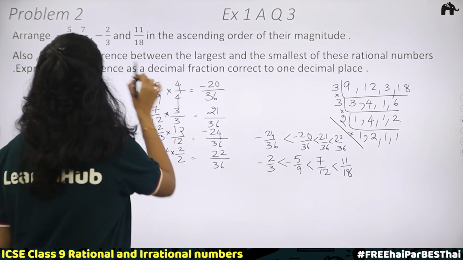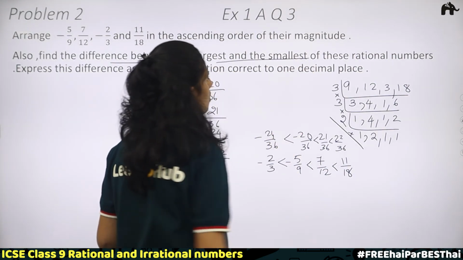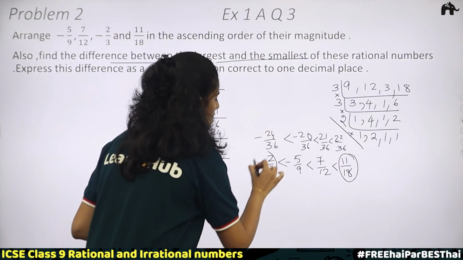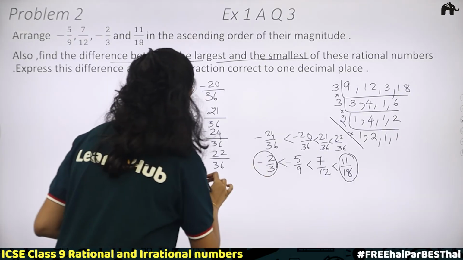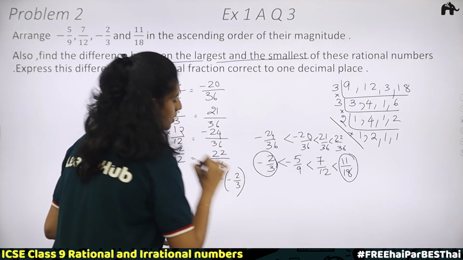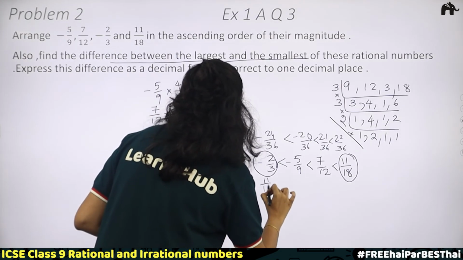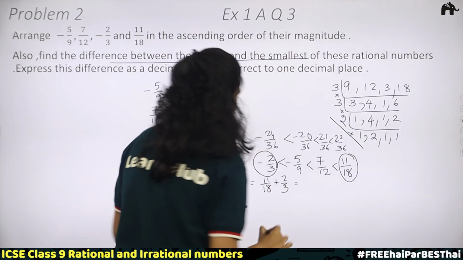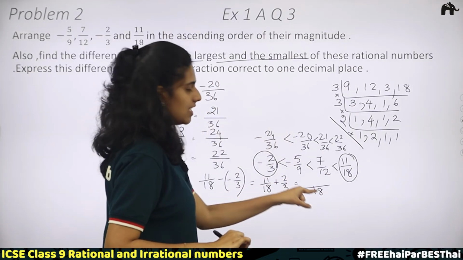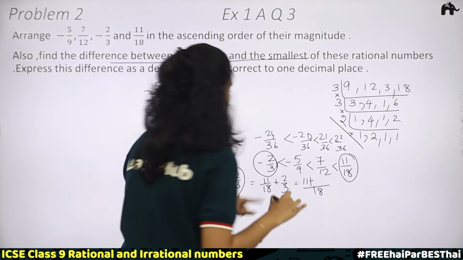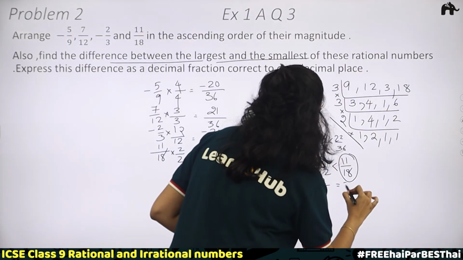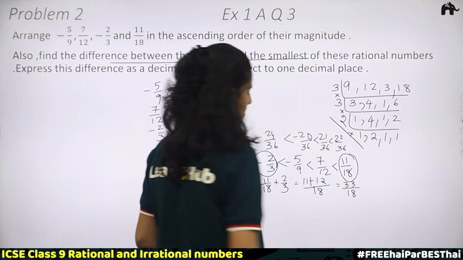Next, we are asked to find the difference between the largest and the smallest of these rational numbers. Largest is 11 by 18 and smallest is minus 2 by 3. So largest 11 by 18 minus 2 by 3. Negative into negative is positive. This becomes 11 by 18 plus 2 by 3. What is the LCM of 18 and 3? LCM is 18. 18 into 1 is 18, 1 into 11, 11. Plus 3 into 6 is 18, 6 into 2, 12. That is equal to 33 divided by 18.